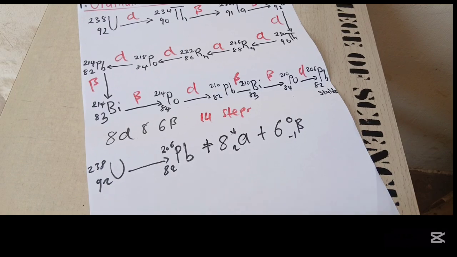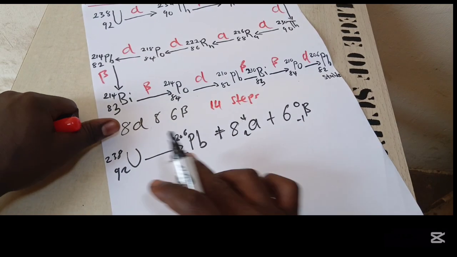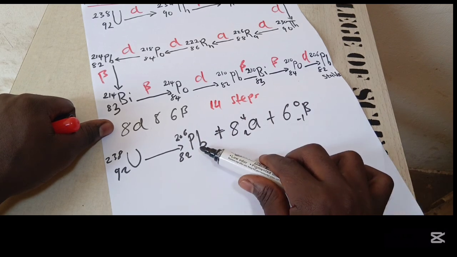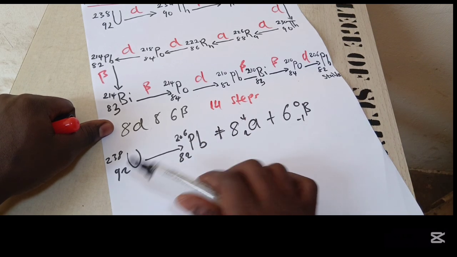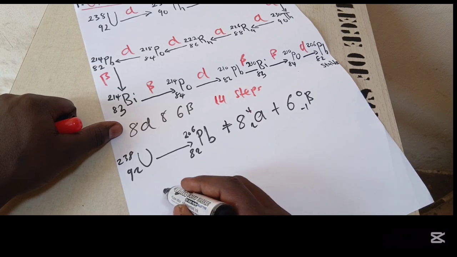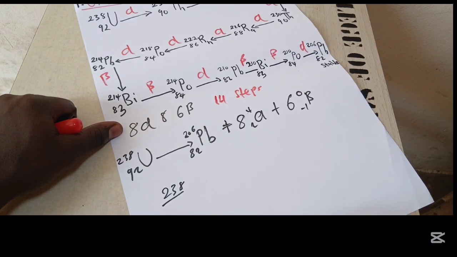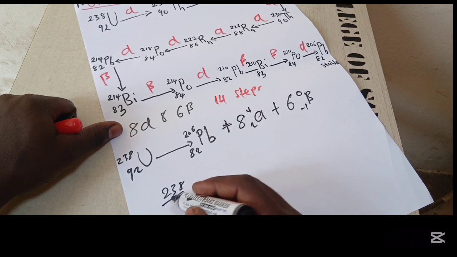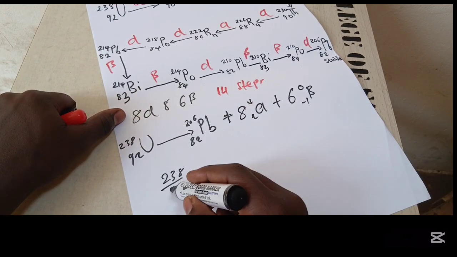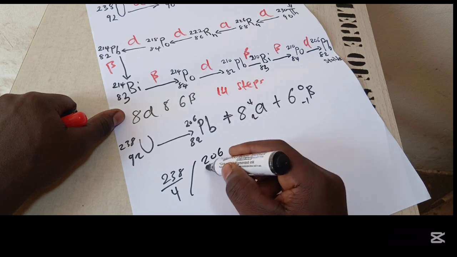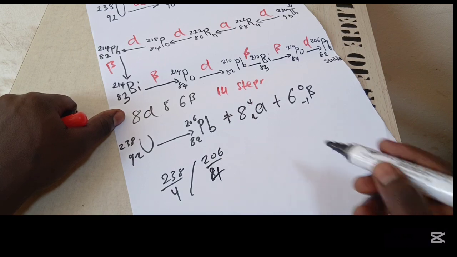So why is the reaction a 4n plus 2 reaction? Well, to determine that, just look at the overall reaction. You can take any of the masses, either lead or uranium, right? And divide by 4. So 238 divided by 4, or you can decide to take 206 divided by 4.